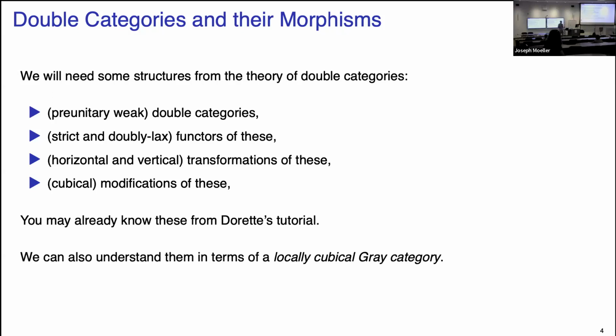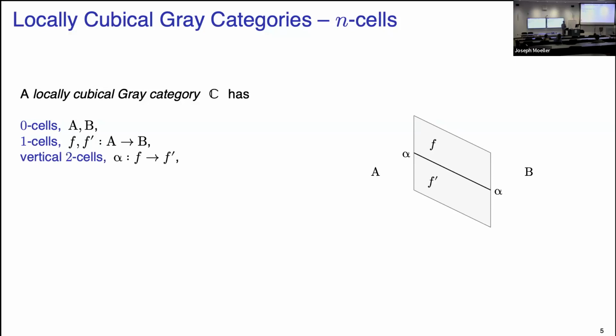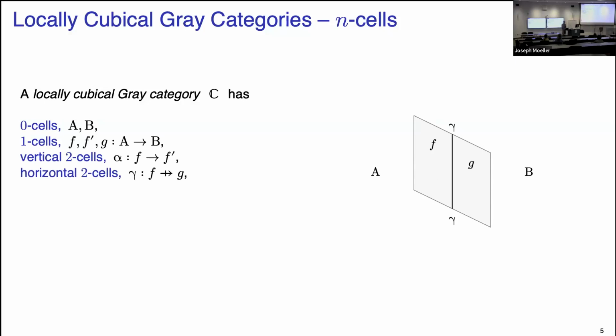So we can understand these things in terms of a structure that I call a locally cubical Gray category. And this is a three-dimensional categorical structure that's cubical in two of its dimensions and globular in the third. So let me describe this to you. I'll start with the cell structure. We have a collection of 0 cells. And for each ordered pair of 0 cells, we have a collection of 1 cells with that boundary. And then if we have a parallel pair of 1 cells, that is with the same 0 cell boundary, that determines a collection of vertical 2 cells and also a collection of horizontal 2 cells.